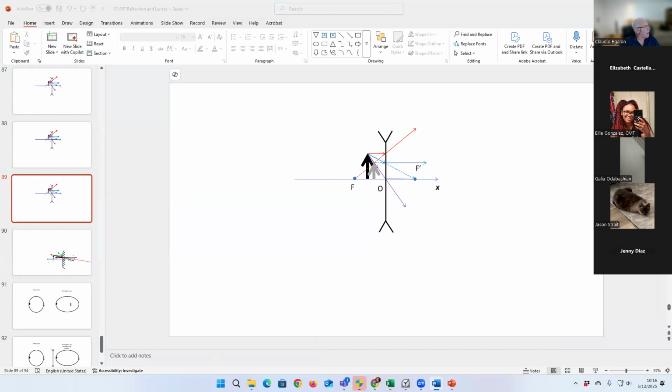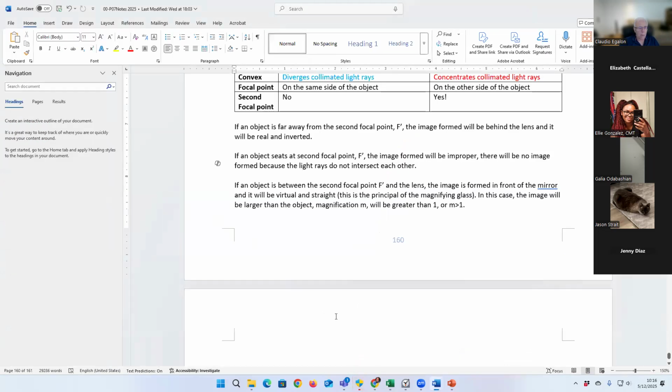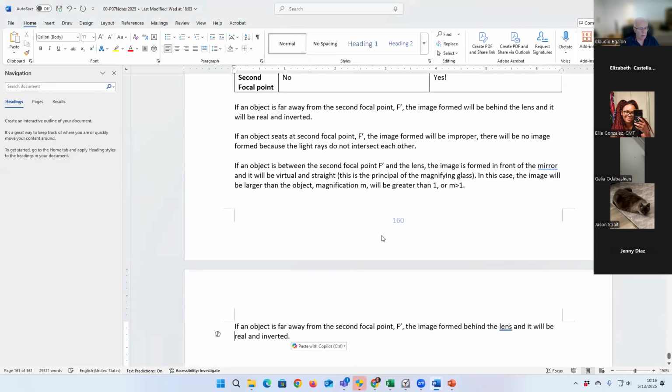Okay, so for positive lenses, let's write it down. For positive lenses, if an object is far away from the second focal point F prime, the image formed behind the lens is going to be real and inverted.